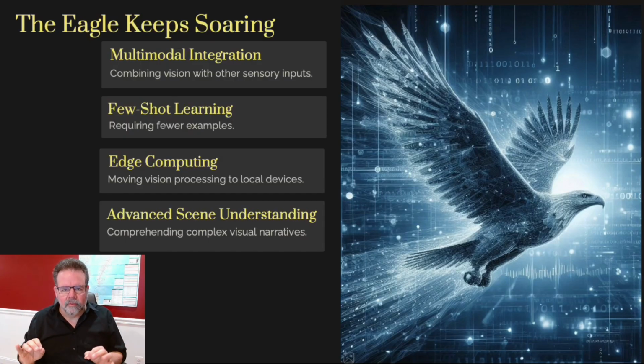And then there's edge computing, which moves computer vision from mostly cloud applications into local devices like your phone. So that'll allow for faster response times and greater privacy. Maybe not as much of us will be out in the cloud. And then finally, what we call advanced scene understanding will help systems comprehend complex visual narratives and situations. So this computer vision eagle is going to keep soaring. It'll open up new possibilities in healthcare, in manufacturing, probably in entertainment. There are people right now saying, hey, how far can we push this envelope? And at the end of the day, this is going to enhance and be fully integrated with how we see the world with our vision.